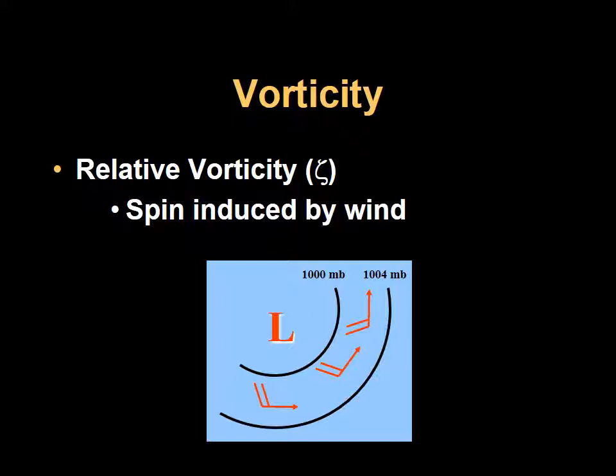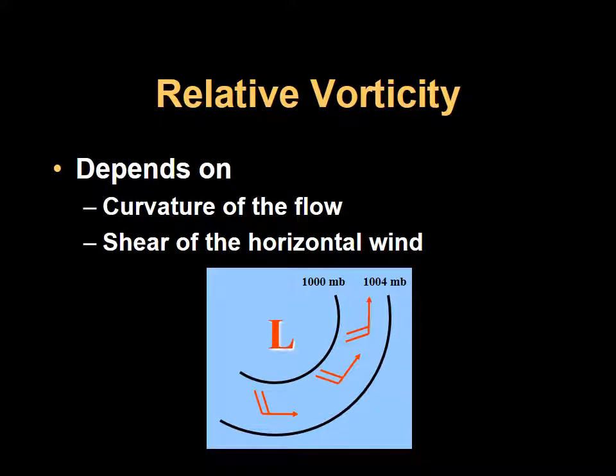By definition, relative vorticity is the vorticity that results from the air itself, the spin of the air. We use the Greek symbol zeta to represent the relative vorticity. There are two things that determine the spin of the air: the curvature, how the air curves, and secondly, if there's any shear in the atmosphere, wind shear. Now we're looking at a weather map, so we're talking about horizontal wind shear and horizontal curving.